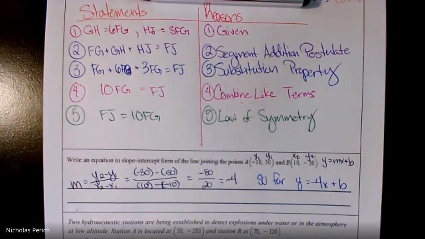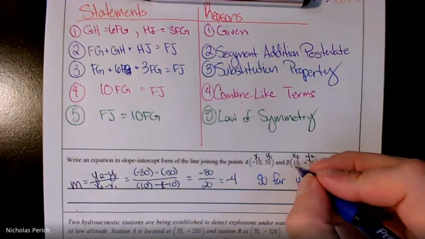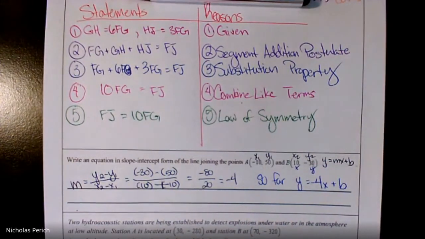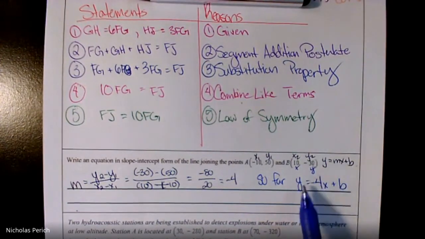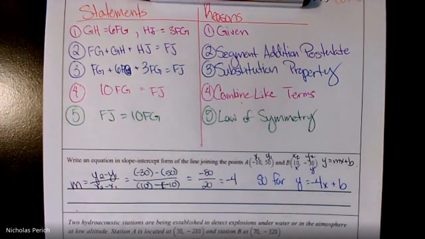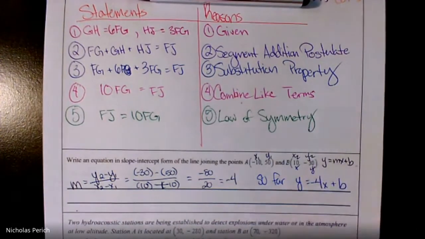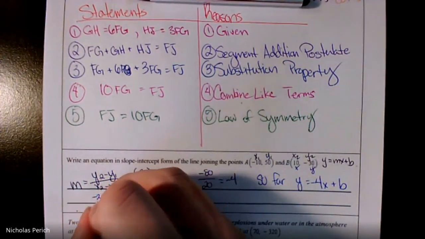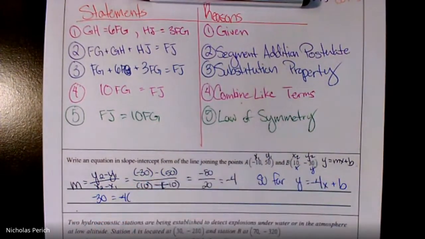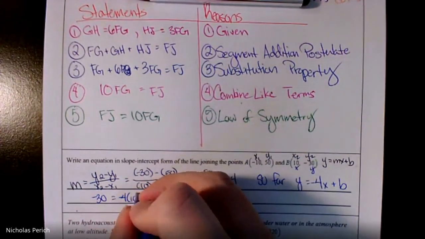So I take any of my points. Let's go with that one. It doesn't matter which one you choose. Take any of your points and substitute the y and the x into what we have so far to find out your b. So y is negative 30, so I have negative 30 equals negative 4 times 10 plus b.